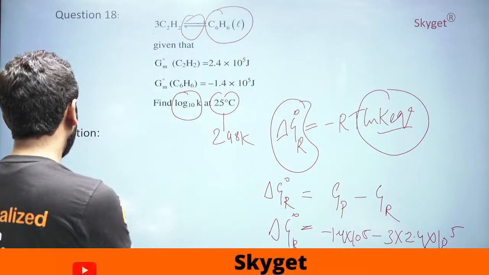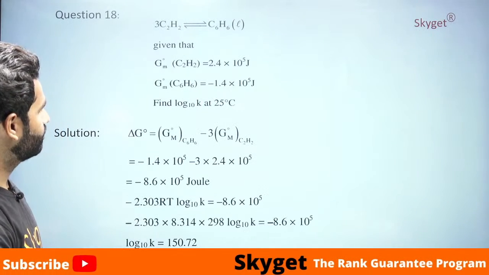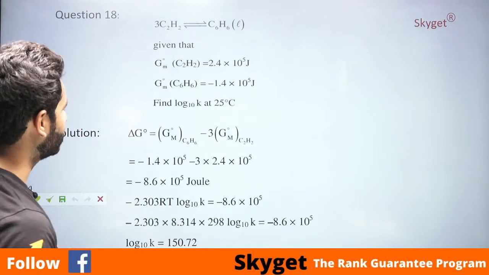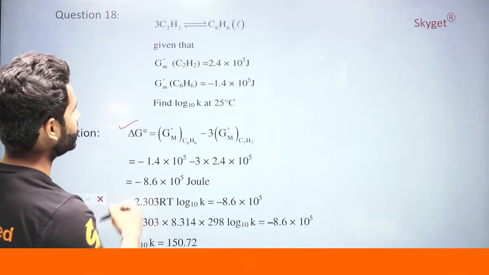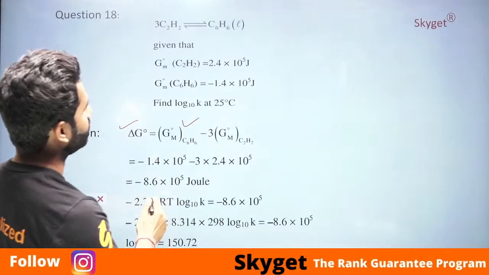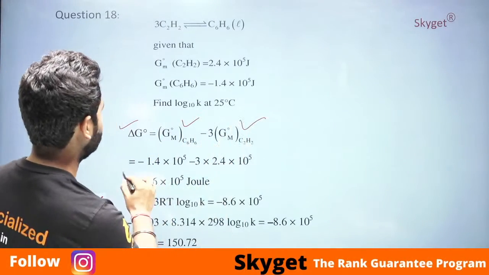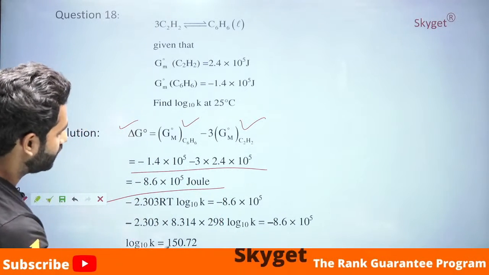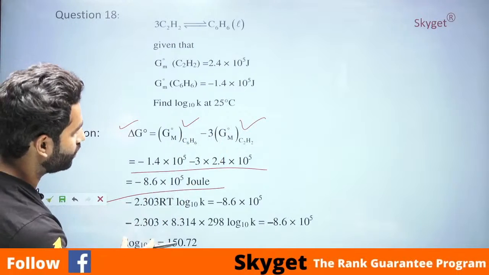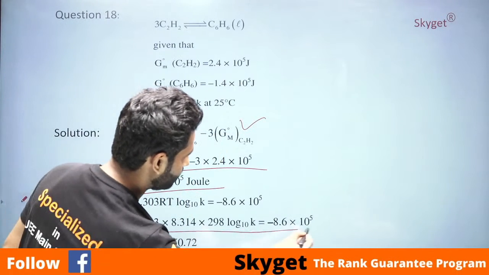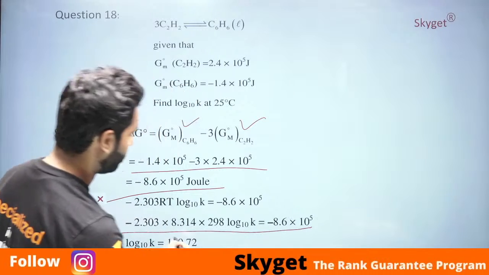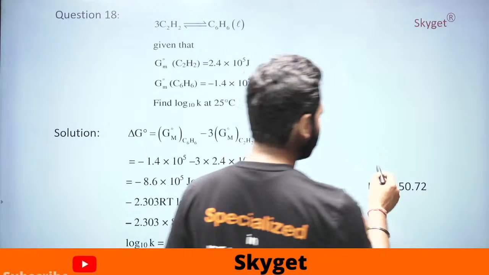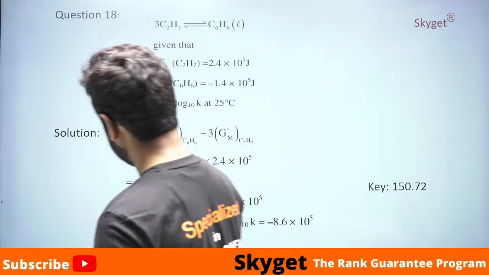Let's see how the solution is being given. Nice. It is in the same way as I explained, right? Delta G is given as in the case of product minus reactants. Same equation, solve it, you get it in the joule format. Then you put this value into the equation here and you ultimately get the answer 150.72. Let's see what the key says. Key says the same, we got the same answer.